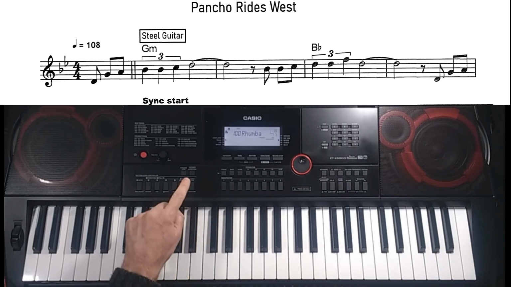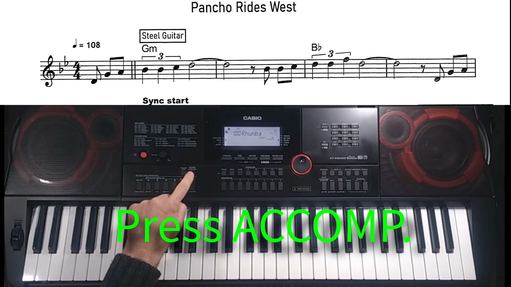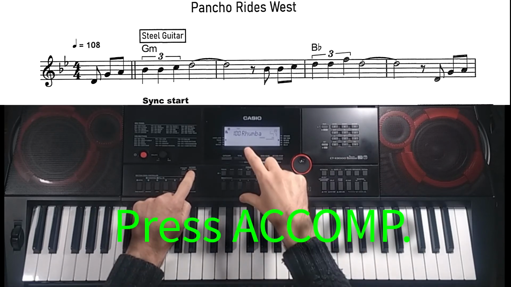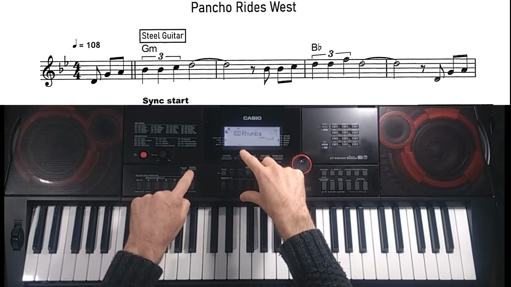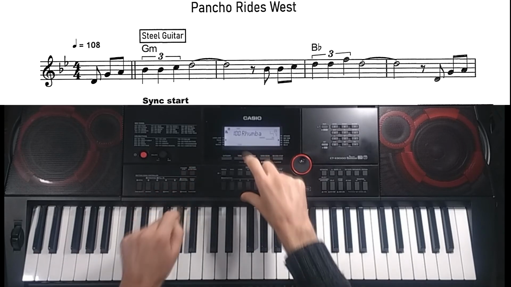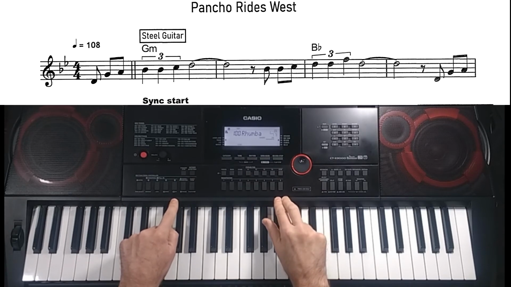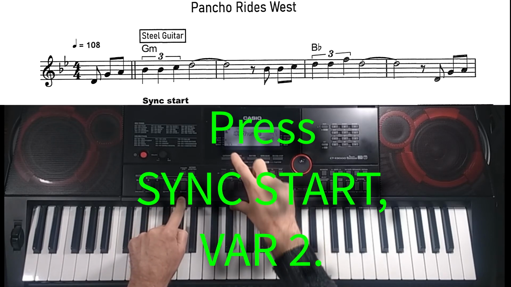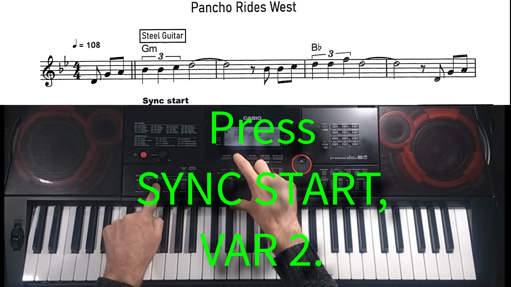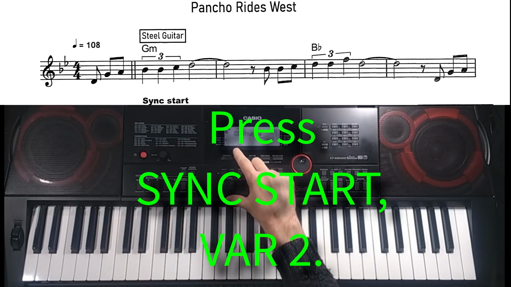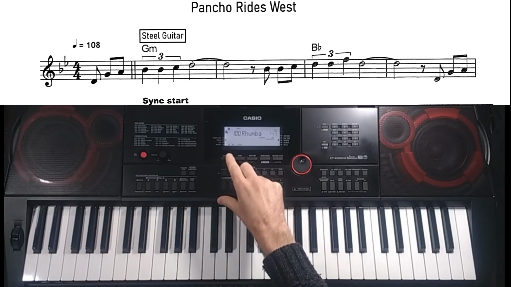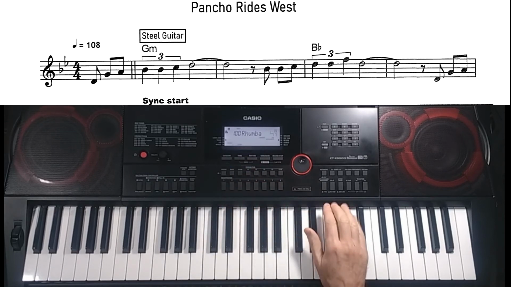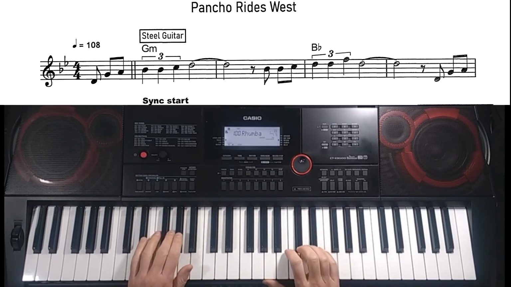We also need to turn on the accompaniment button here. Press that, and it will display here on the display. And then on the sheet music it says use sync start variation number 2. So press sync start. It starts to flash here, and I'm going to press number 2. So it's flashing sync start V2, and the accompaniment is on. So now we're ready. We've got everything set up for the piece of music.